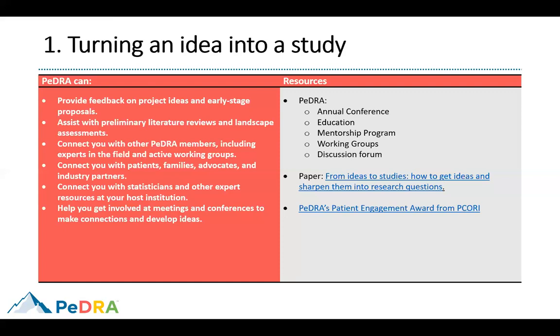So we can help with some of the background work and then help with the network of individuals that might help shape your idea to put it in the right direction to become a successful study. Those are just some of the ways that PeDRA can help you as you turn a study idea into an actual study.